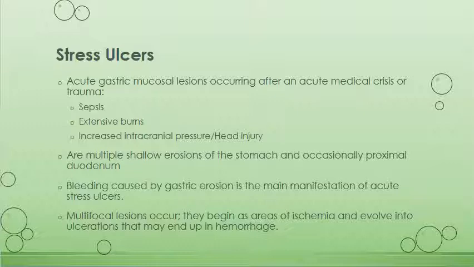Stress ulcers are multiple shallow erosions of the stomach and occasionally the proximal duodenum. Bleeding caused by gastric erosion is the main manifestation of acute stress ulcers. Multifocal lesions occur. They begin as areas of ischemia and evolve into ulcerations that may end up in hemorrhage.